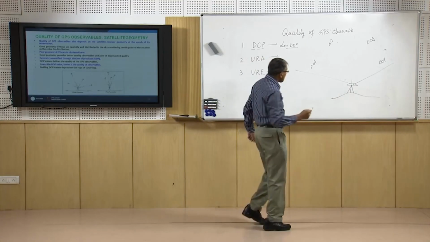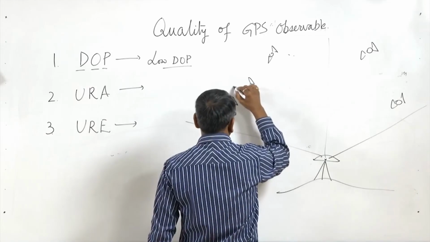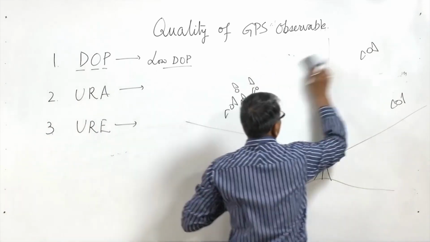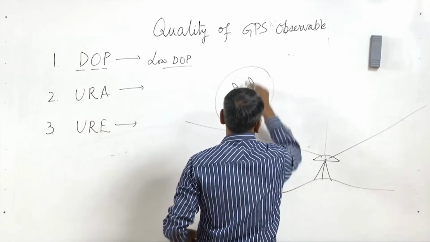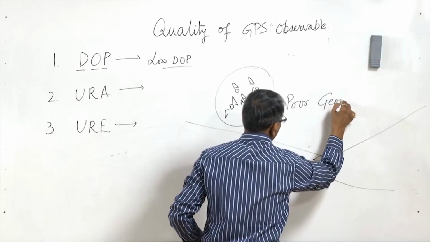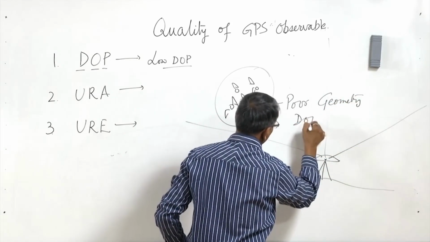And if these satellites are clustered at some point, some location, then the geometry is called poor geometry, and our DOP value will be high.